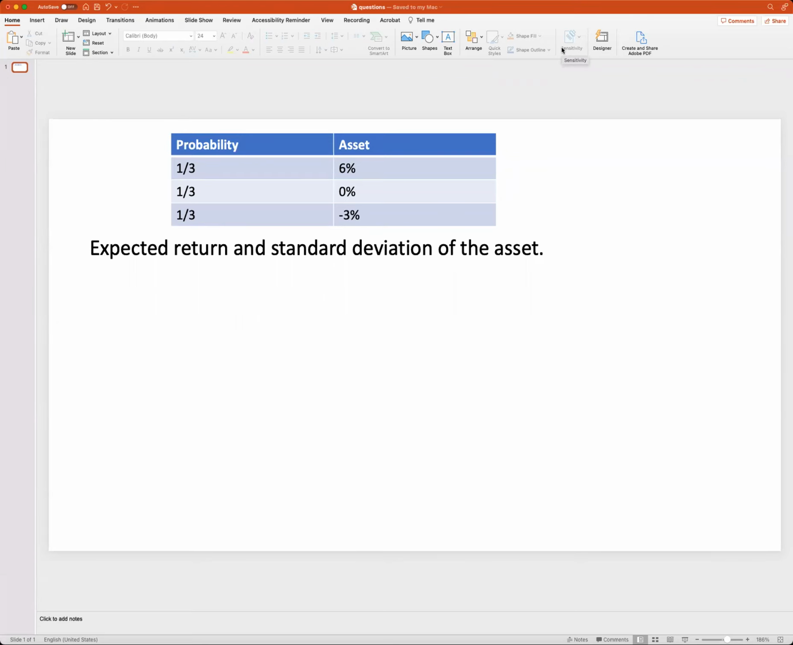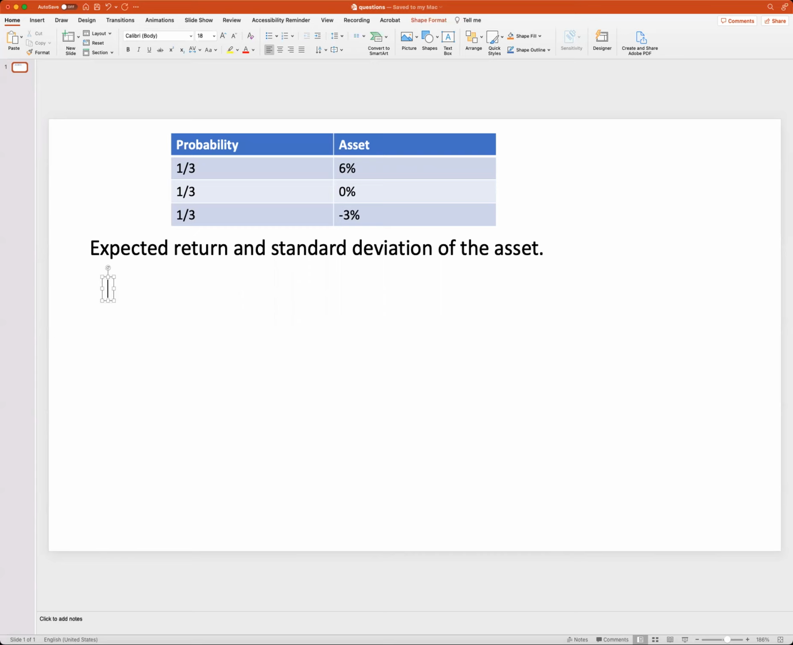We have an asset. It has the following distribution. There is a third of a probability it has 6% return next month, a third of a probability it has 0% return, and another third of a probability it has -3% return. So we want to calculate the expected return and the standard deviation of the asset.